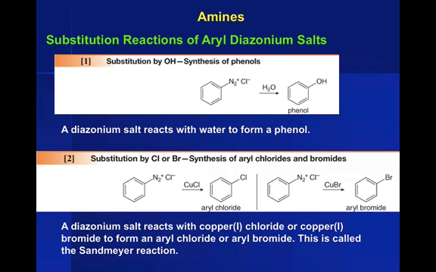I can also make aryl bromides by taking the diazo salt, reacting it with copper bromide, and getting the aryl bromide. These reactions are known as the Sandmeyer reaction. When you take a diazo salt and you convert it into an alkyl or an aryl halide, this is known as the Sandmeyer reaction. And you need to know that reaction by name.